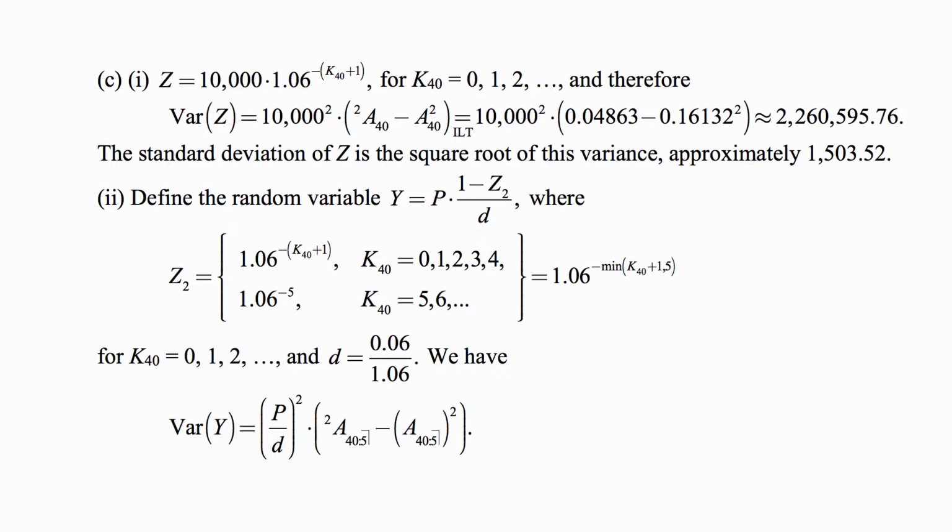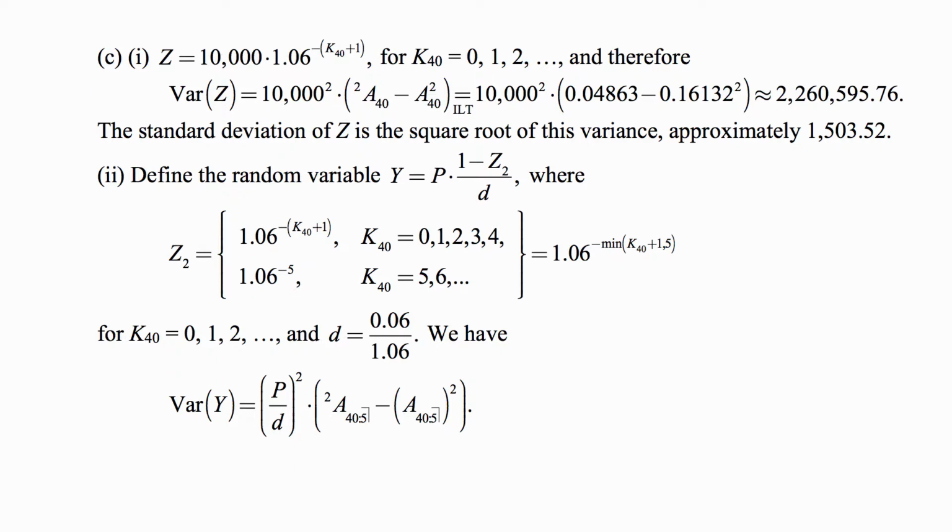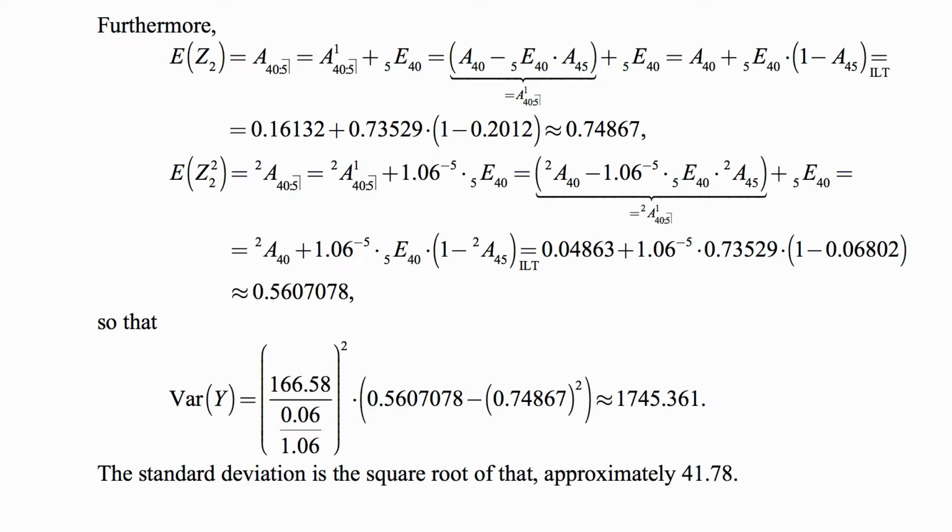So then the variance of Y, because the premium is paid over 5 years, is going to be P over d squared times the variance of a unit 5-year endowment policy. I mean, it's 5 years because that's how many years are remaining of the payments. It's a 10-pay policy, but we're in the 5th year.